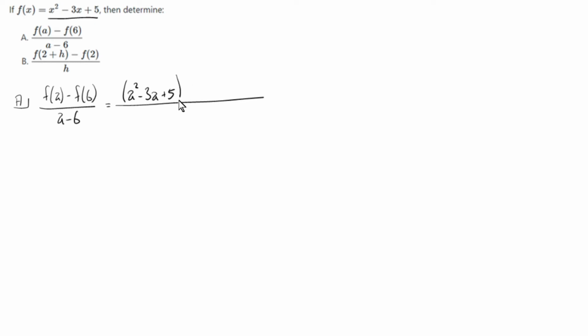And then f of 6 is going to be 6 squared minus 3 times 6 plus 5. We drop the brackets and evaluate this bracket here. So it's going to be a squared minus 3a plus 5, and then 6 squared minus 3 times 6 plus 5 is negative 23, divided by a minus 6.